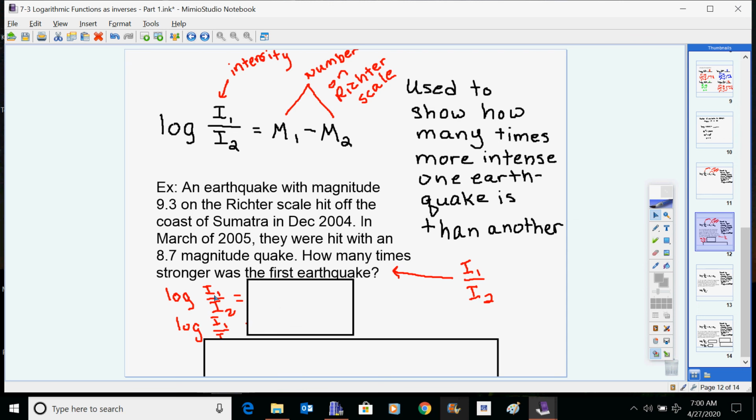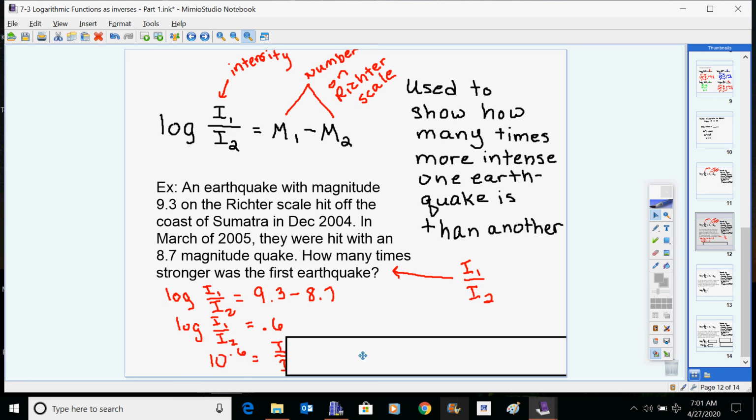So when we look at this, the intensity ratio equals the magnitude of the first one minus the magnitude of the second one. The magnitude of the first one was 9.3, and the second one was 8.7. So we do that subtraction, and it shows 0.6. And that doesn't sound like too terribly much, but remember, we're looking for how many times stronger. So since we're looking at how many times stronger, what we need to do is calculate what I1 over I2 equals. So we're looking for 10 to the 0.6 power.